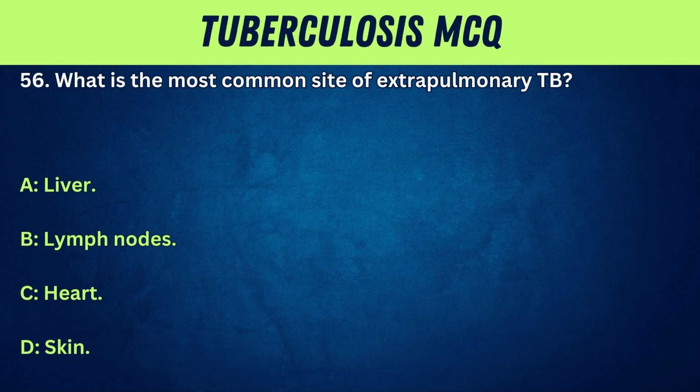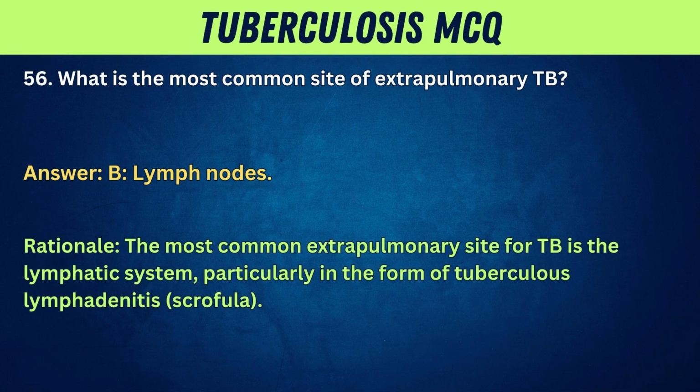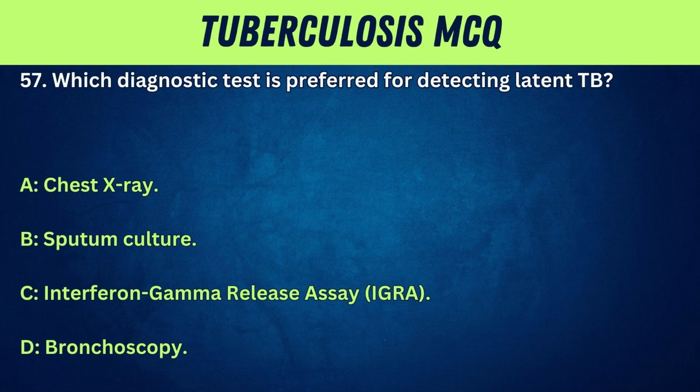56. What is the most common site of extrapulmonary TB? A. Liver. B. Lymph nodes. C. Heart. D. Skin. Answer: B. Lymph nodes. Rationale: the most common extrapulmonary site for TB is the lymphatic system, particularly in the form of tuberculous lymphadenitis, scrofula.